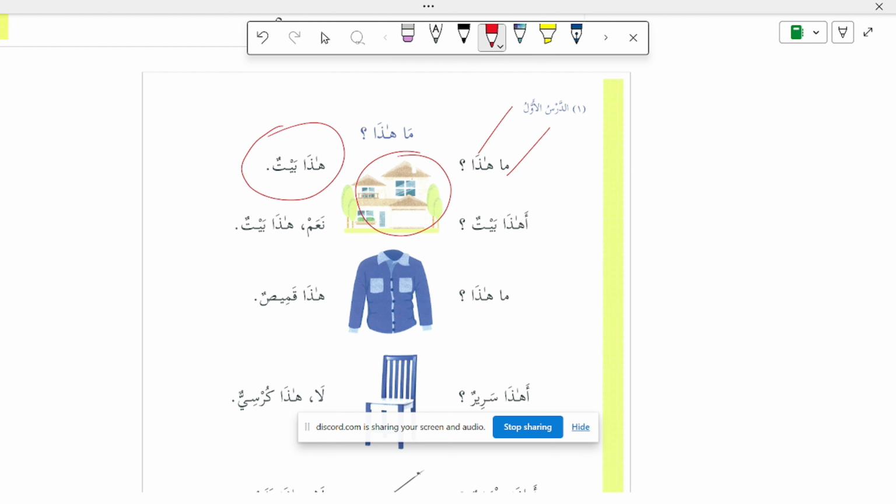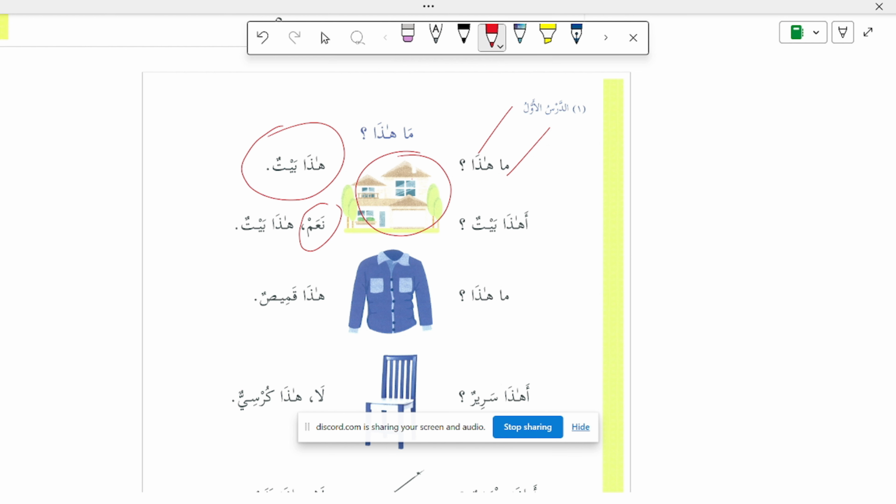The next is a haza baytun. Is this a house? You are again confirming. First of all, I ask you the question ma haza, and you say haza baytun. Then I confirm this information by asking a haza baytun, is this a house? And in answer you will say naam, yes, haza baytun. This is a house.